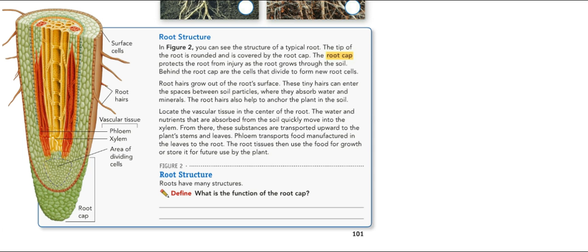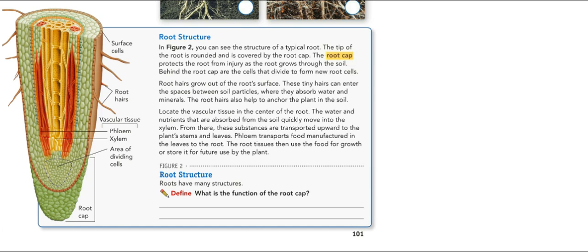Locate the vascular tissue in the center of the root. Remember, vascular tissue is tissue that water, nutrients, and food can travel up and down. That would be this tissue here. The water and nutrients that are absorbed from the soil quickly move into the xylem, which are the yellow cells here. From there, these substances are transported upward to the plant's stems and leaves. So water and nutrients are being collected down here, traveling up the middle of the roots through the xylem cells and being delivered to the stem and leaves of the plant.